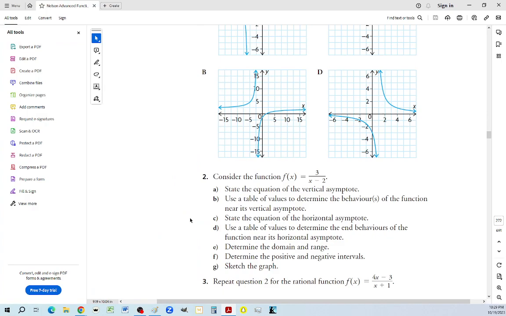Okay, consider this function. State the equation of the vertical asymptote. Use a table of values to determine the behavior of the function near its vertical asymptote. State the equation of the horizontal asymptote. Use a table of values. Determine the domain and range. Determine the positive and negative intervals. Okay, sketch the graph. So that's the full deal.